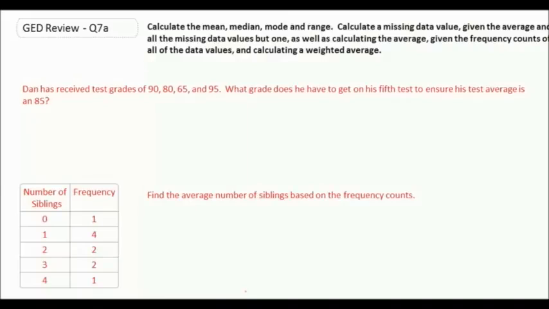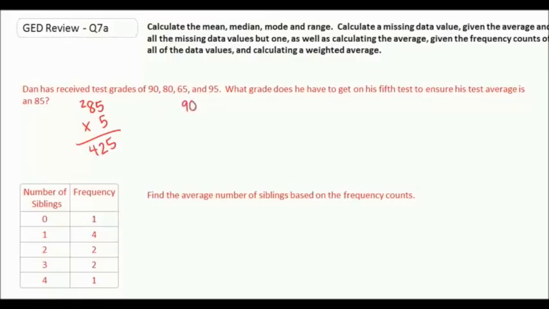So you need to figure out the goal amount of points that Dan needs to get. Well, if the average is 85, then we can take the 85 and multiply it by the 5 tests. 5 times 5 is 25. 8 times 5 is 40 plus 2 is 42. So altogether, his test grades need to add up to 425.